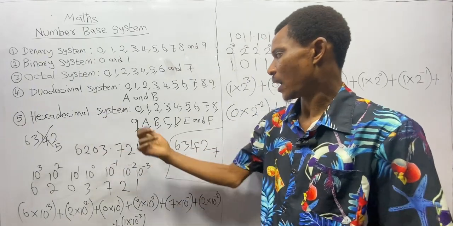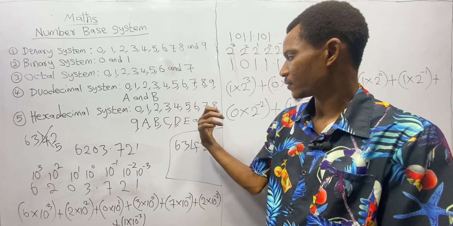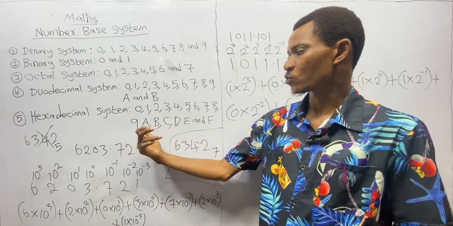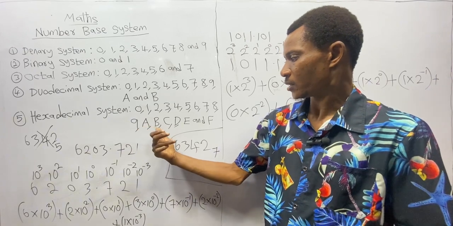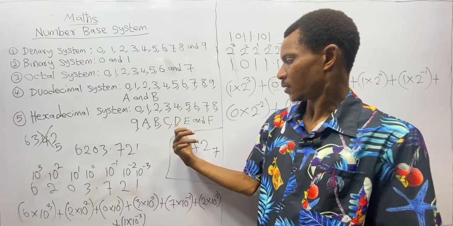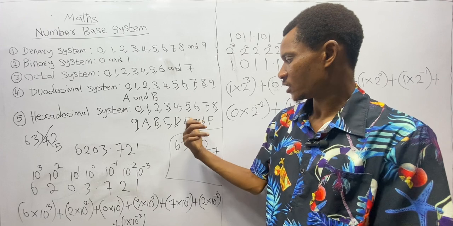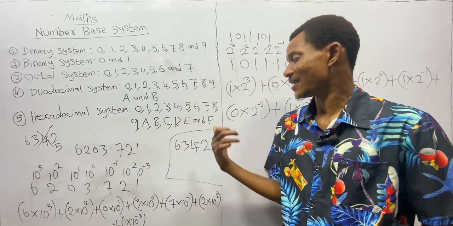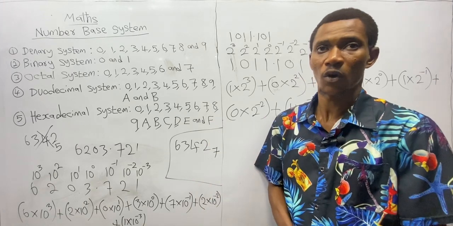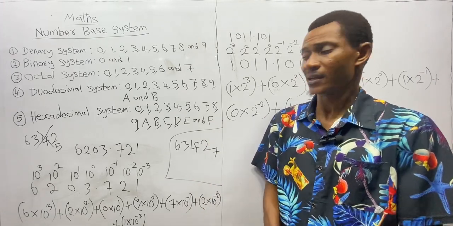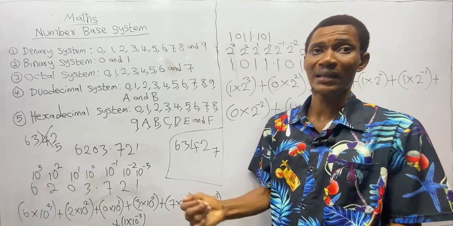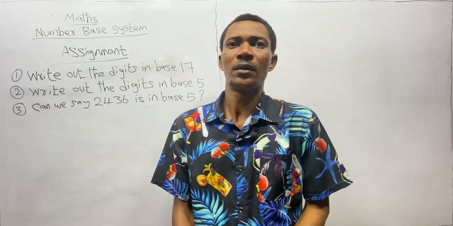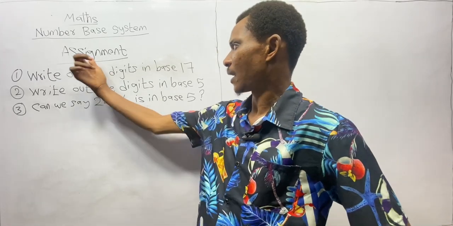Then for the hexadecimal system, which is what? Base 16. We have 0, 1, 2, 3, 4, 5, 6, 7, 8, 9. Then when it gets to 10, 10 will be replaced with what? A, 11 B, 12 C, 13 D, 14 E, and 15 F. So that 15 now is the highest digit in base 16. And that digit now is 1 less than the base number, which is what? 16.